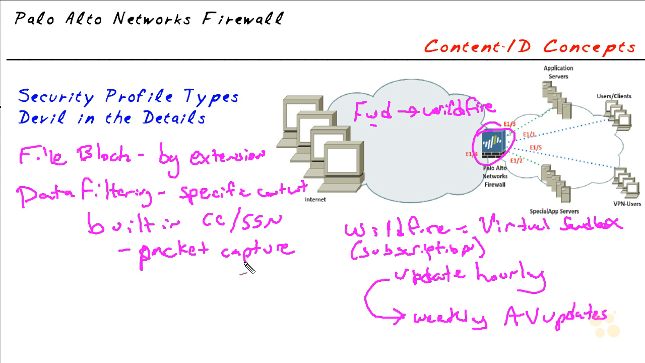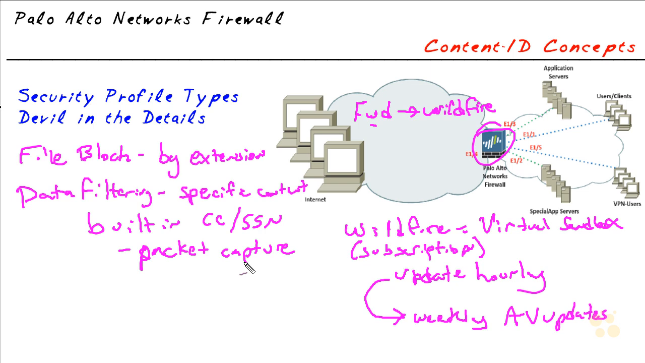Once you've configured any of your policies, and this goes for all of those different types, the AV, the AS, the vulnerability, all that jazz, once you configure these, just go attach them into your security policy. Remember, the rule must be permit-based before a security profile can be attached.